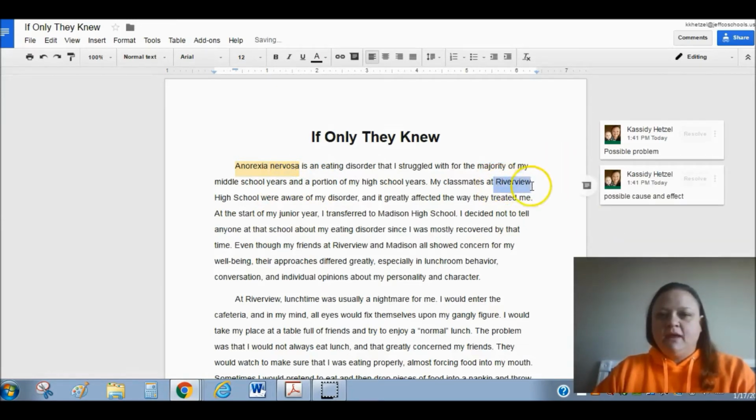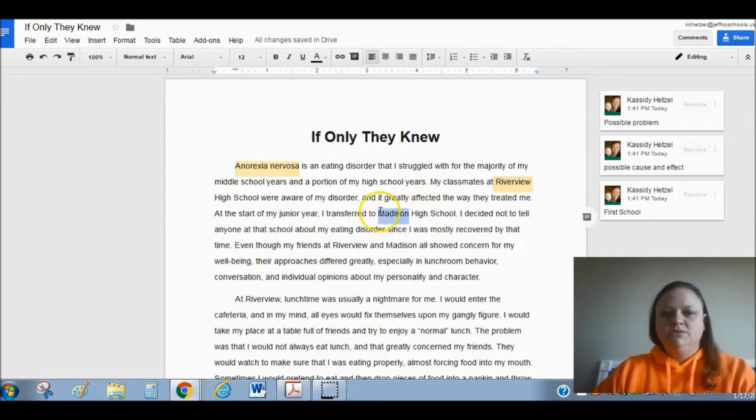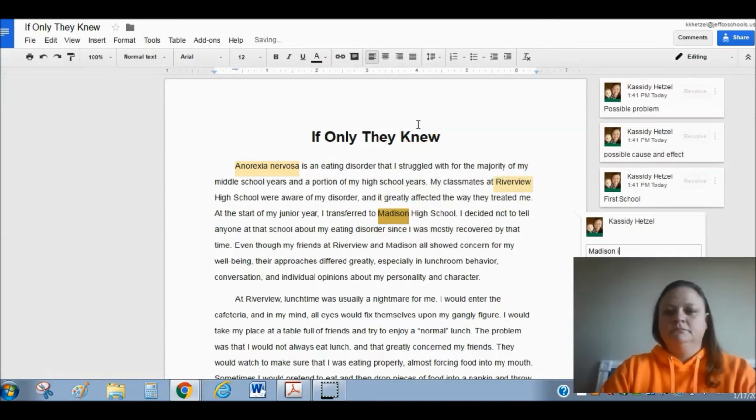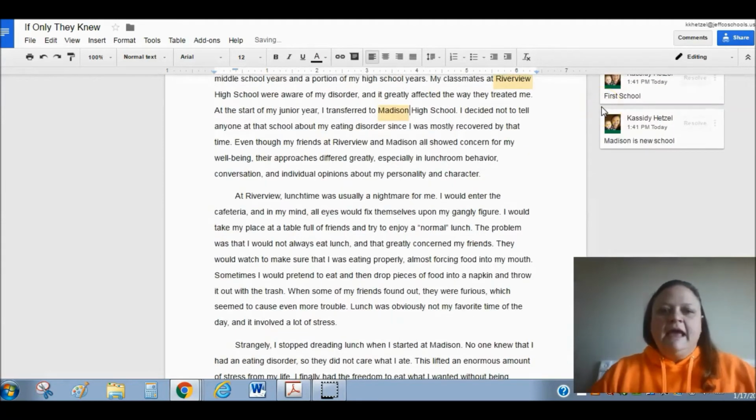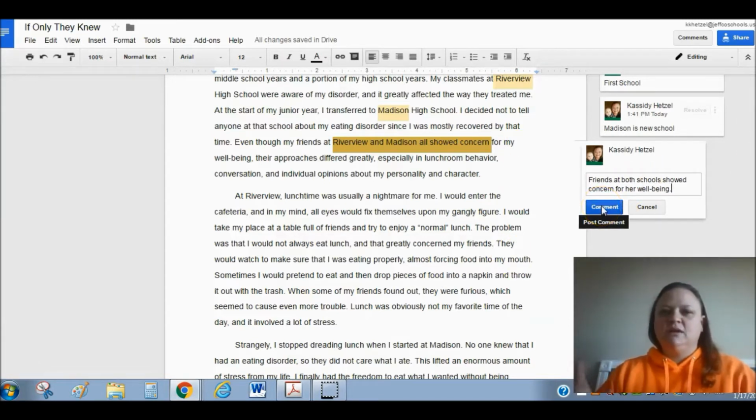I do see right away that we have Riverview. I'm going to comment that that is the first school. And Madison is the new school. And then, even though my friends at Riverview and Madison all showed concern, here we've got both. Here we see our first similarity: friends at both schools showed concern for her well-being. So that's the first thing that shows similarity.